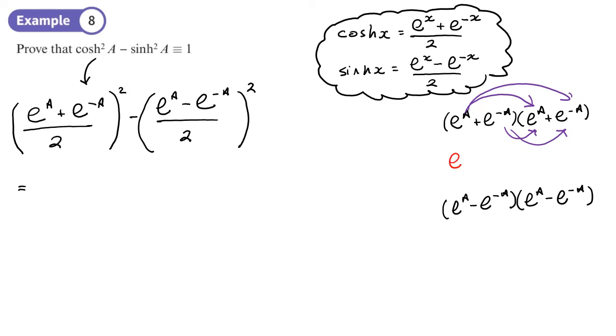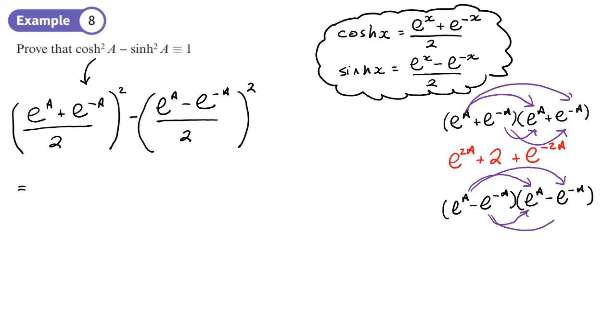Right, so we will get e to the a times e to the a, which is e to the 2a. Then we'll have e to the a times e to the minus a. So you end up with e to the 0, which is 1. You'll get the same when you multiply the other two. So you'll get 1 plus 1, which is 2. And then e to the negative a times e to the negative a is going to be plus e to the negative 2a. So negative a minus a. We're going to do the same down here.